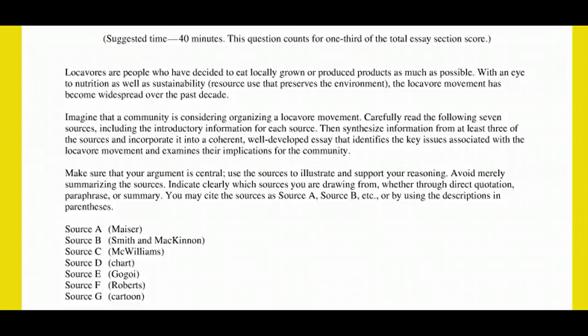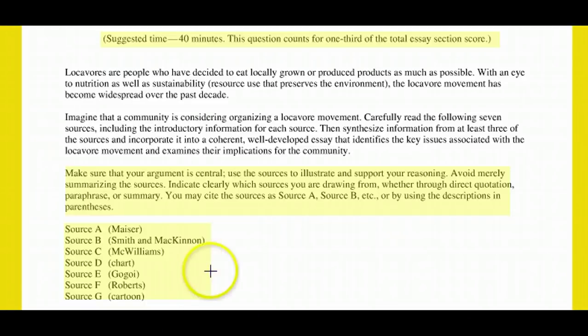Okay, let's look at this a little more closely. Obviously, the first thing that we noticed, hopefully, was that we had instructions up here. Suggested time, 40 minutes. This question counts for 1/3 of the total essay section score. Those are instructions or directions. Again, specific instructions appear at the bottom as well. Make sure your argument's central. Use the sources to illustrate your support. All of this down here, these are further instructions and information you need to complete the prompt as they're asking you to complete it. Hopefully you also identified the extra information.